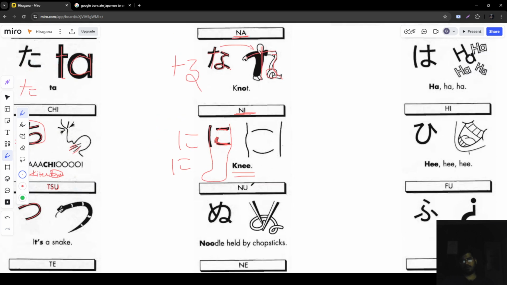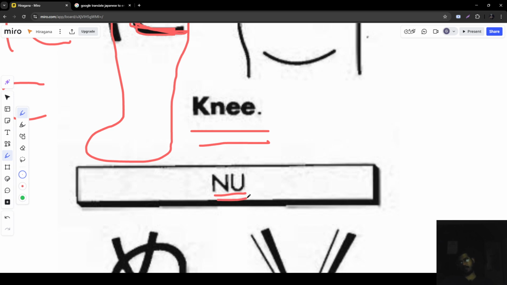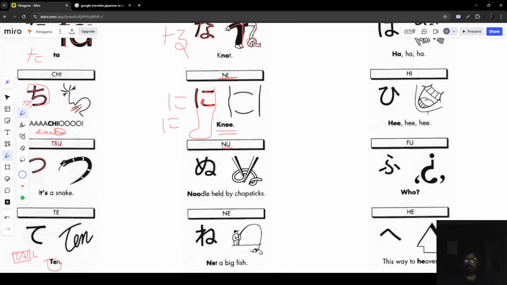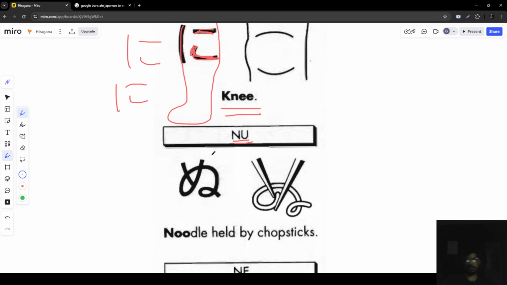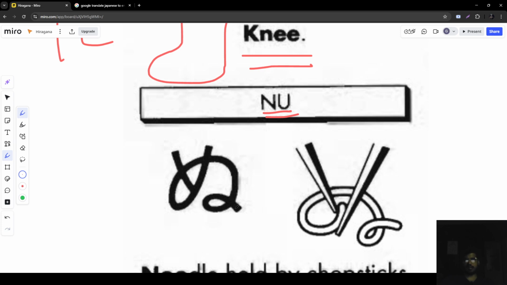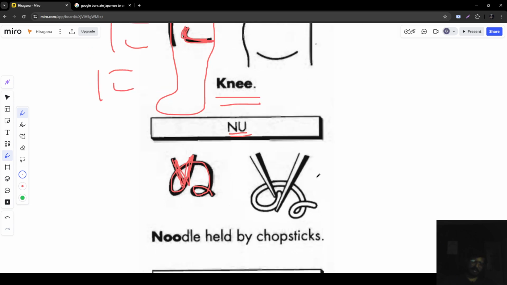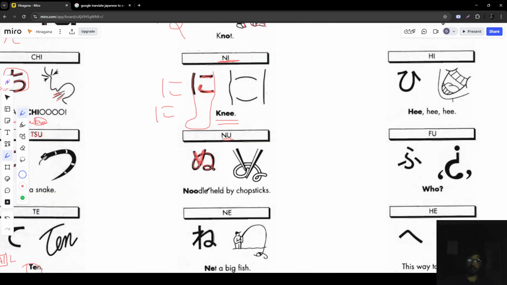The next one is nu. How to remember nu? Nu is remembered by noodles. आप भी नूडल्स खाते होंगे यार. इंडिया में तो हर कोई खाता है मैगी, टॉप रेमन, यूपी नूडल्स, हाका नूडल्स. So how do we remember it? This part is a noodle, and this is a chopstick. That is how you are supposed to remember it. Nu.